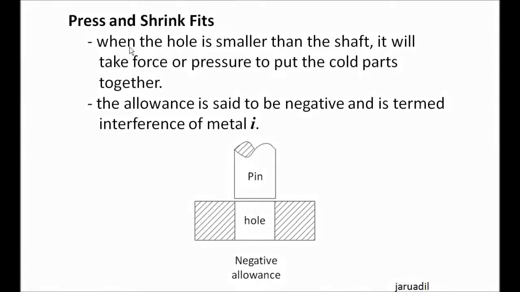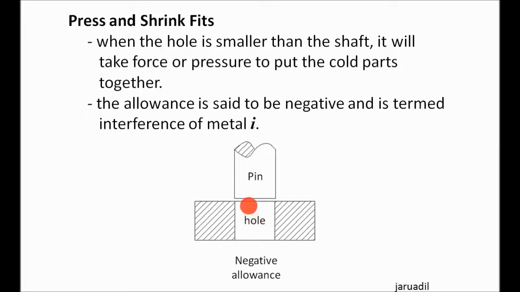Now, let's go to press and shrink fits. Ang sabi dito, when the hole is smaller than the shaft, nabanggit ko na ito kanina, it will take force or pressure to put the cold parts together. The allowance is said to be negative. Shrink fits and is termed interference of metal I. Ito yung allowance, ito yung I. Mamaya, makita nyo kung saan ginagamit yung I.